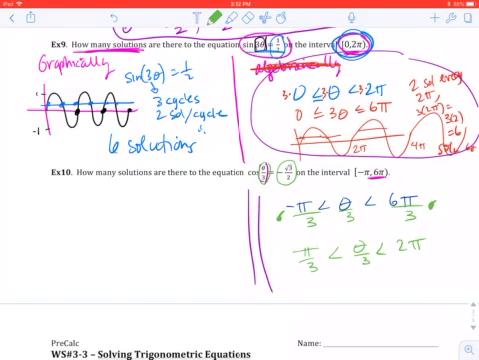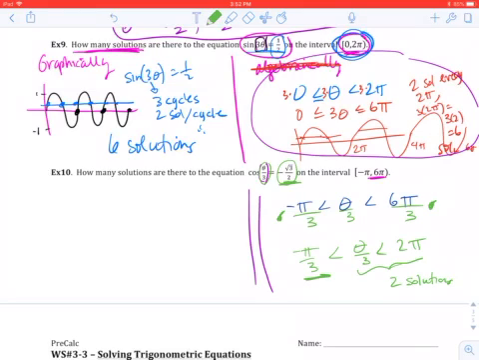When you do this adjustment that I just did, you can now think of how many solutions there are in a traditional cosine curve between 0 and 2 pi. So between 0 and 2 pi, how many times will cosine equal negative root 3 over 2? Well, that will happen twice, right? So there's 2 solutions between 0 and 2 pi.